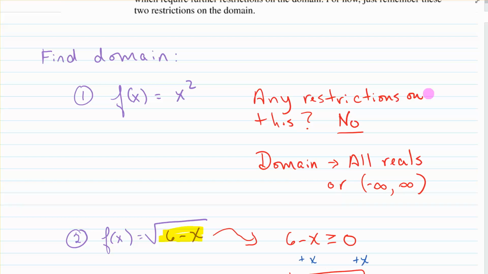So we have some examples of finding the domain. Number 1, x squared. I want you to think about, are there any restrictions on this? Is there anything that x couldn't be, that it would not be allowed to be? There's none. The domain then is all reals, or you could write it negative infinity to positive infinity.